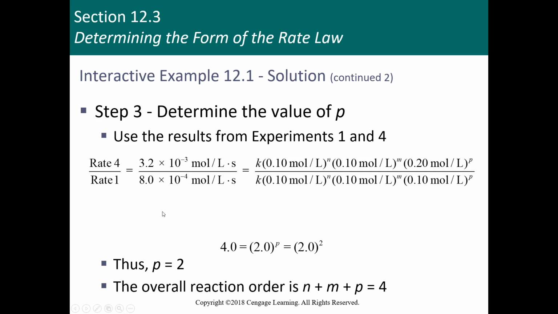All right, so the overall reaction would also have an order. You figure out the overall reaction order by adding up all the individual orders. So in this case, we had first order, first order, and second order. And so our overall reaction order is fourth. It's fourth order overall.